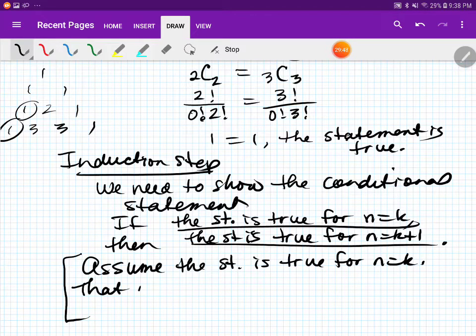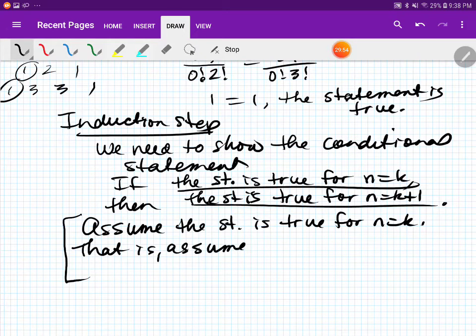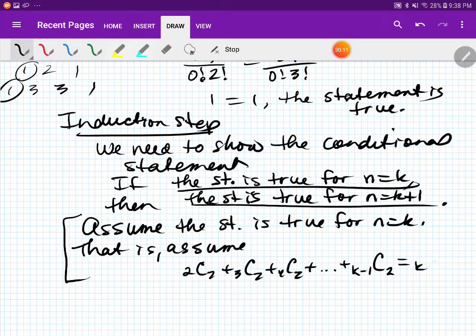Okay, that is, assume what? What is the statement for n equals k? The statement for n equals k is 2c2 plus 3c2 plus 4c2 plus dot dot dot plus k minus 1c2 equals kc3.